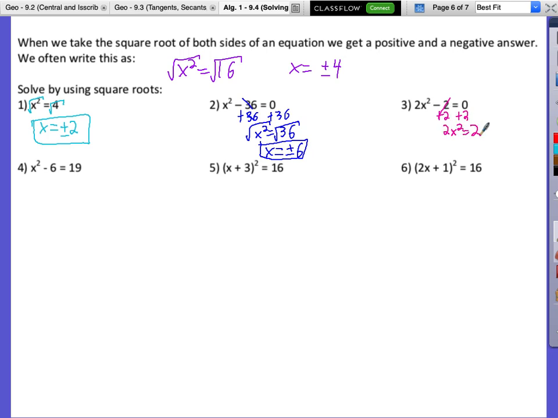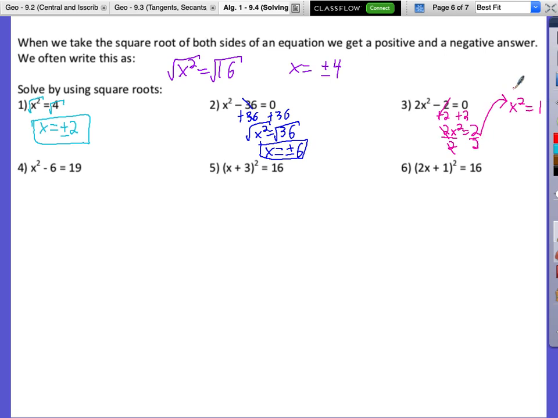Is the square term isolated yet, Kale? No, because what's being squared? 2 is not being squared, but what is being squared? X, and that's not by itself yet. So how do we get this x squared by itself? Divide by 2 now. And now we have x squared is equal to what? X squared is equal to 1.